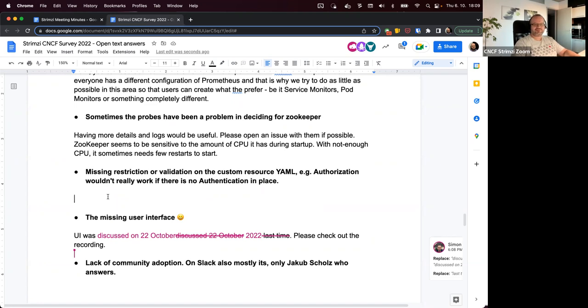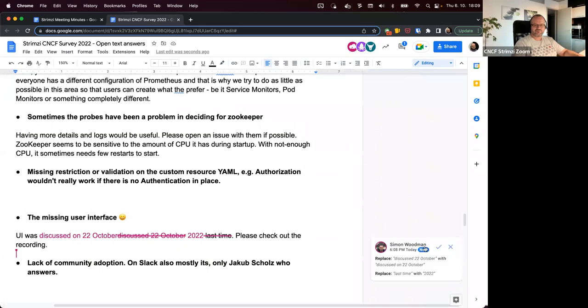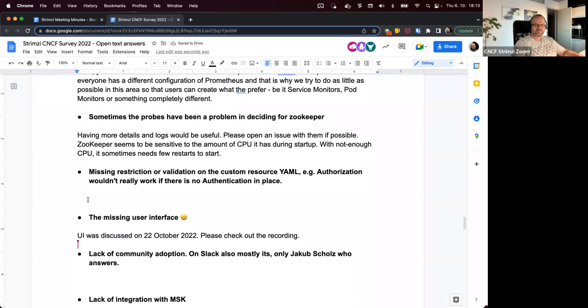Okay, next one is missing restriction or validation on the custom resource YAML. For example, authorization won't really work if there's no authentication and so on. For this one particularly, I'm trying to remember, but if you try and add an authorization or authentication, whichever way around it is, to your listener, I think the operator will then tell you next time that it hasn't worked because you need it. But I guess what they're asking for is for it to reject you immediately when you try and make the change, rather than the operator having to tell you that you've missed something. Because I always forget to turn on the right things when I'm turning on authorization and authentication, and especially creating a user. But I found always the operator has given me enough information to remind me what to do.